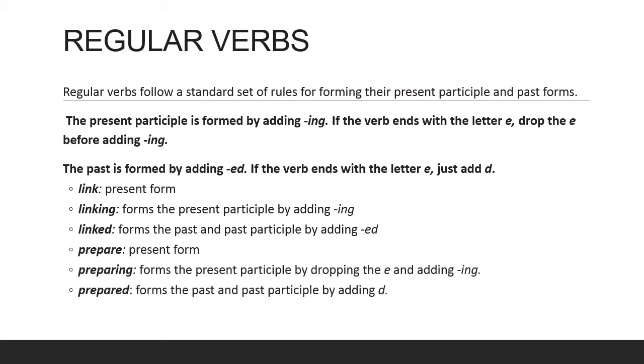But then there is a verb like prepare which ends with the letter E. The present form is prepare, P-R-E-P-A-R-E, whereas while forming the present participle we add ing, but because it ends with the letter E, we drop the letter E and then add ing. So preparing becomes P-R-E-P-A-R-I-N-G and not P-R-E-P-A-R-E-I-N-G. So similarly, the past participle is again formed by just adding D and not ed.